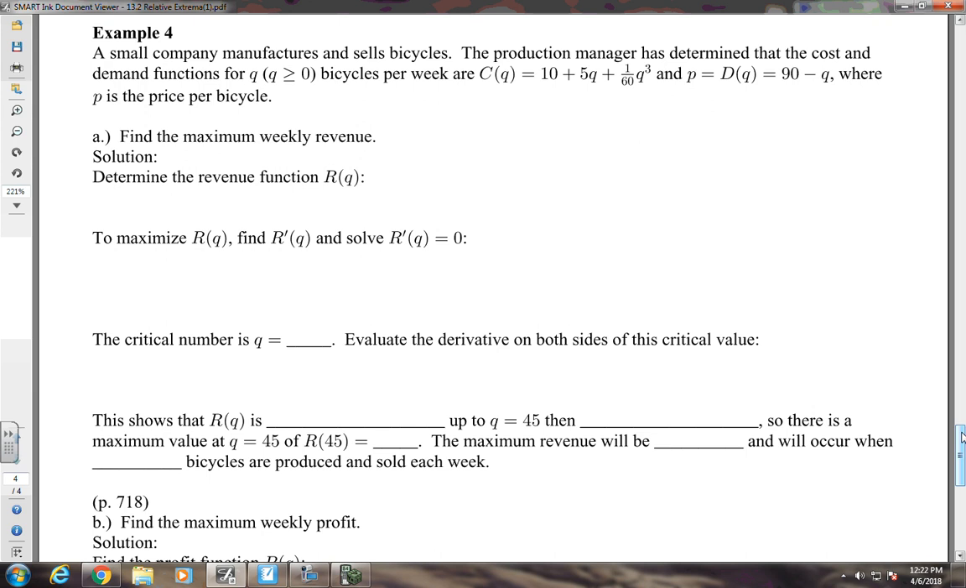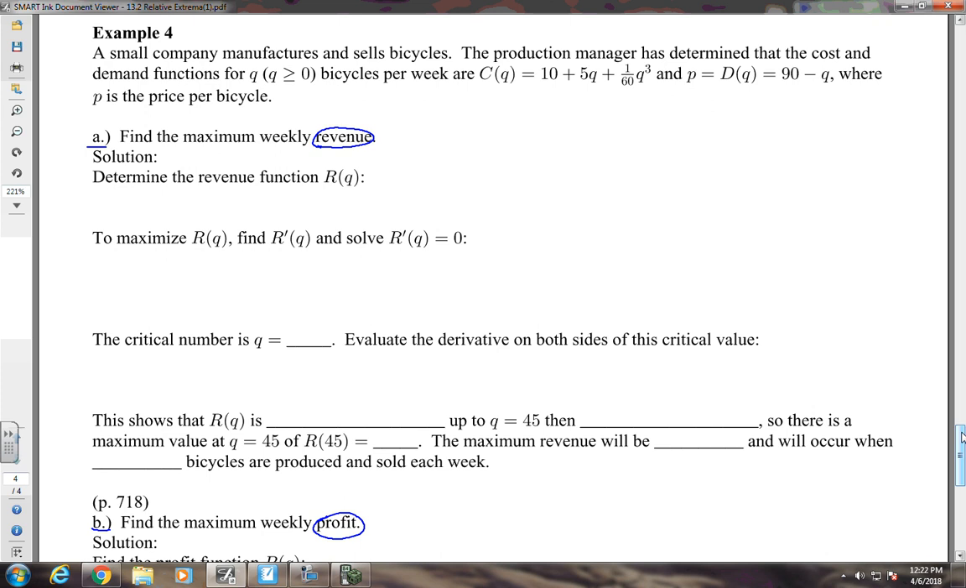Now, just to kind of give you a heads up, on part A, we're looking at maximum revenue. On part B, we're looking at maximum profit. Get it in your mind, those two things are very different aspects. So as a business calculus student, you need to make sure you know the difference. Revenue is how much money you make from the sale of your product. Profit is what you get after you pay for all of those costs.